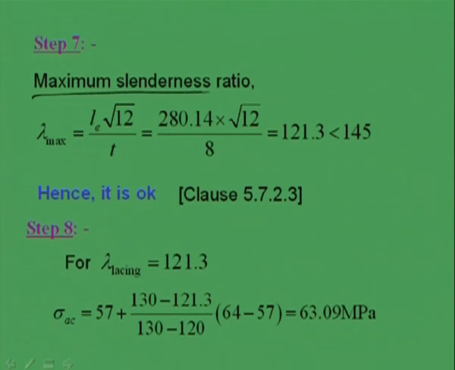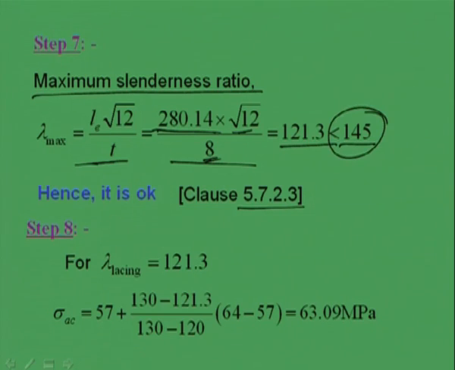Now, maximum slenderness ratio for this we will find out, that is LE root over 12 by T, that is LE is 280.14 into root over 12 by 8. So, this is becoming 121.3, which is less than 145. So, this is also okay as per clause 5.7.2.3. Lambda maximum should become less than 145. So, this is okay. Now, here you observe that as LE is less, if I reduce the thickness also, finally the ratio is going to be less than 145.